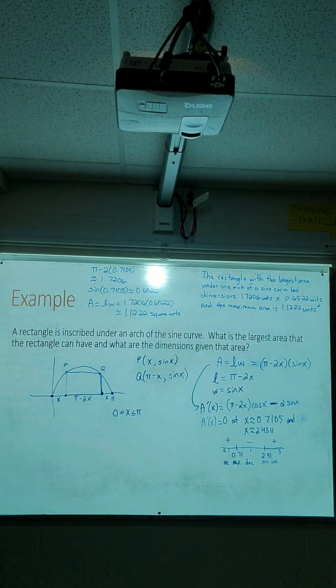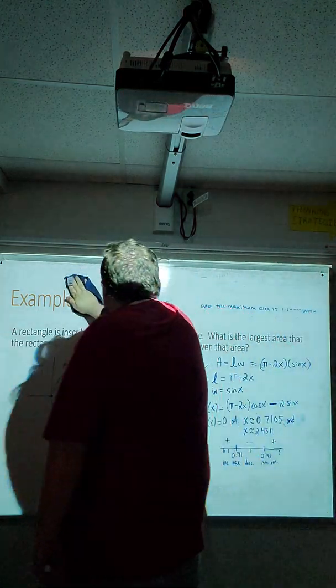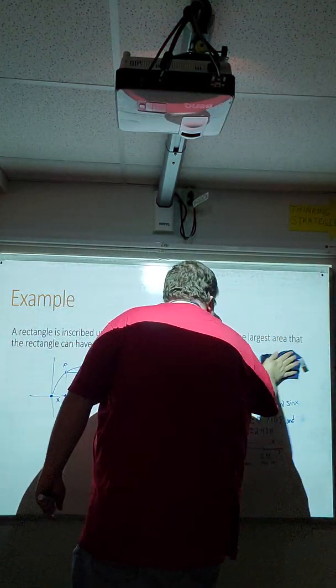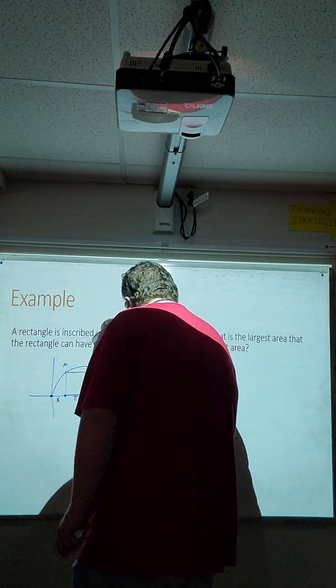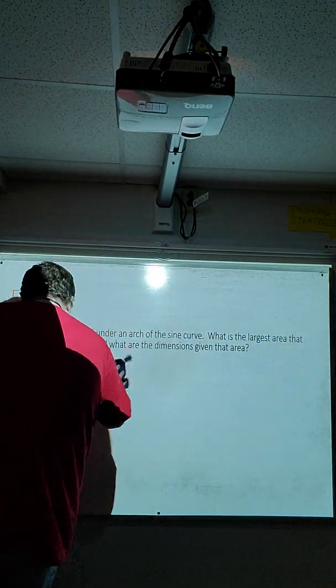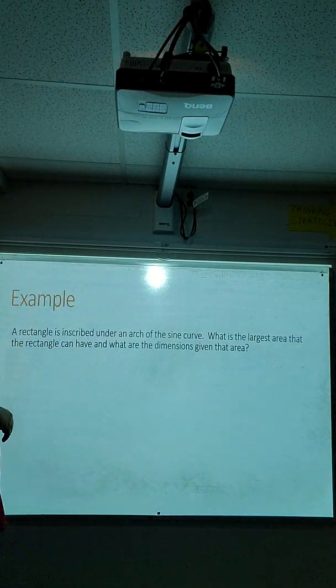All right, I want to do one more example, and then we'll be done with this part of the lesson. Although there's a little bit more, we'll probably do optimization for a couple days here with this. This definitely takes some getting used to.